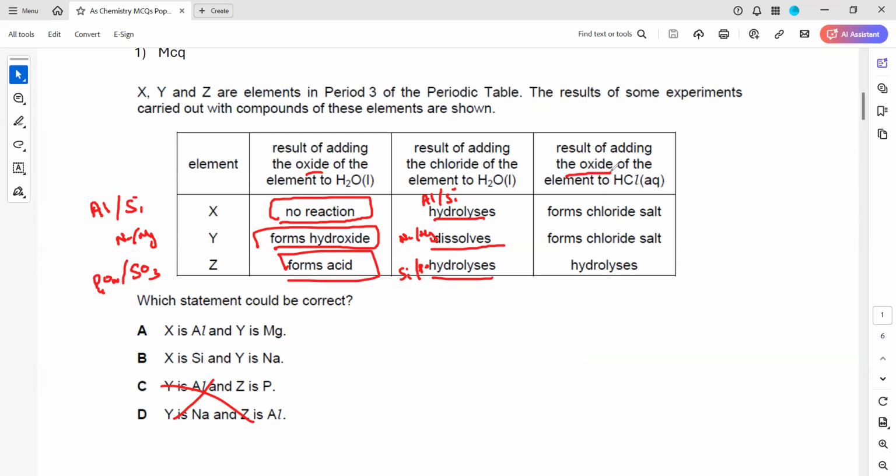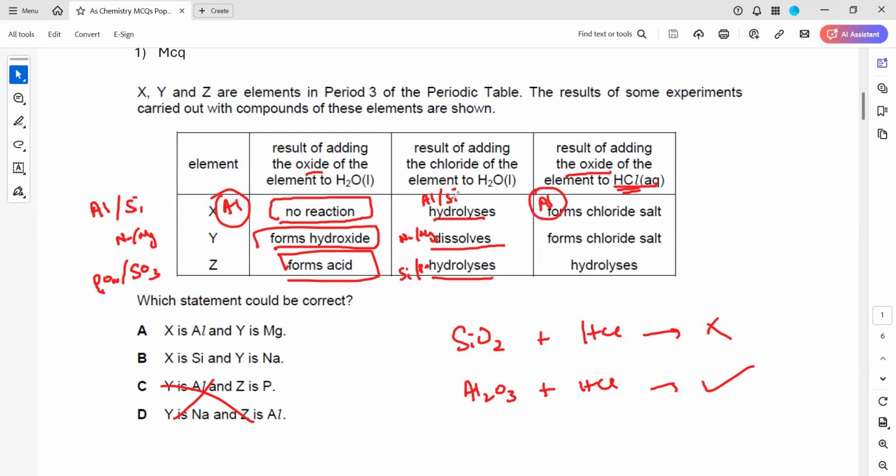Result of adding oxide to hydrochloric acid. Silicon oxide is an acidic oxide because it's a non-metal oxide. Non-metal oxide cannot react with acid, so there is no reaction. But aluminium oxide is an amphoteric oxide, which can react with both acid and alkali. Aluminium oxide can react with hydrochloric acid, but silicon oxide cannot. So this confirms that X should be aluminium, which means A will be the right option.